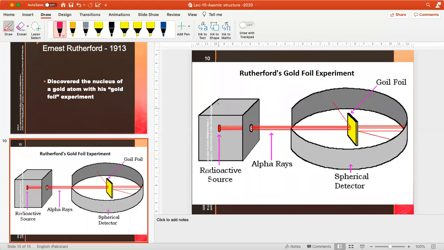This was the experiment. He used a radioactive source. Radioactive source, you know, is a nuclear source, right? From it he passed alpha rays, okay. In front he placed a gold foil. Now as per the mindset of Rutherford, these alpha particles must cross this gold foil. Okay, so this was in his mind.